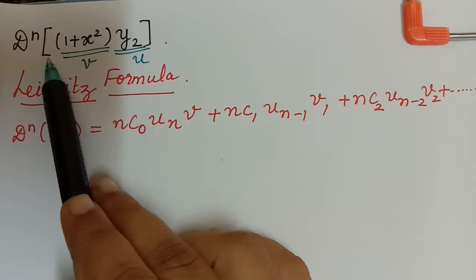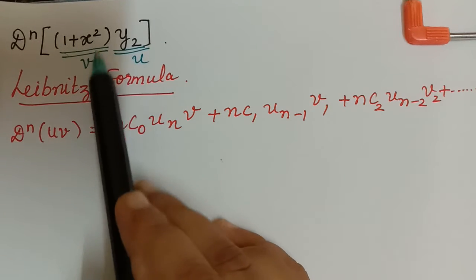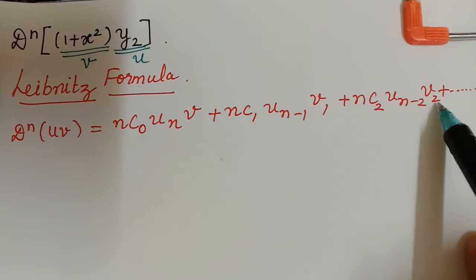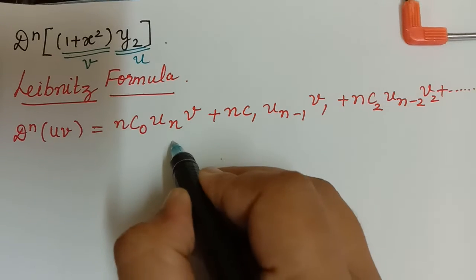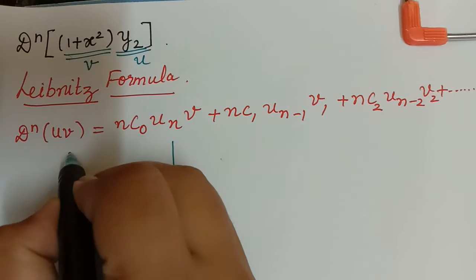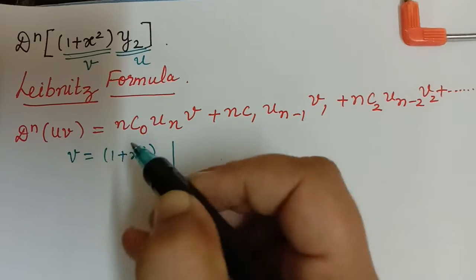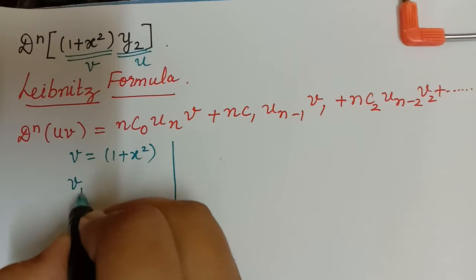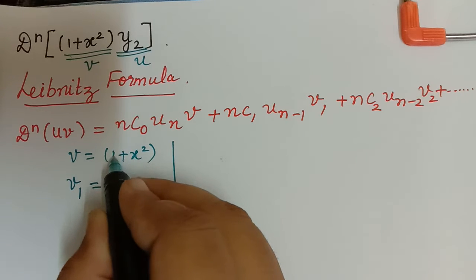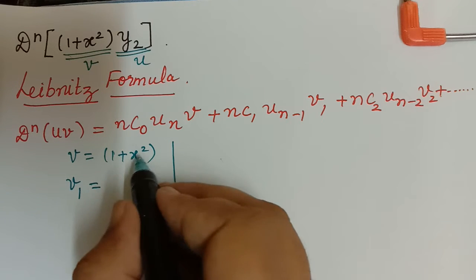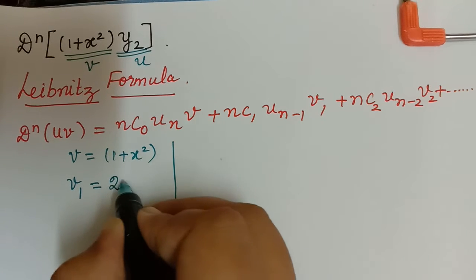Okay, so now we will be choosing u as this and v as this, and we have to apply in this formula. So let us do that now. First, we take v equal to 1 plus x squared. Then we have to find v1. So v1 will be the differentiation of 1, which is 0, and the differentiation of x squared, which is 2x.